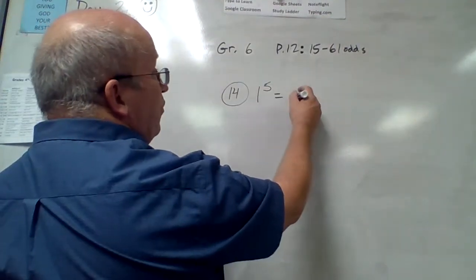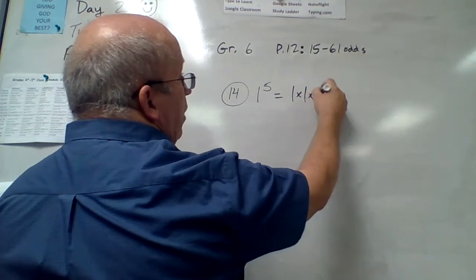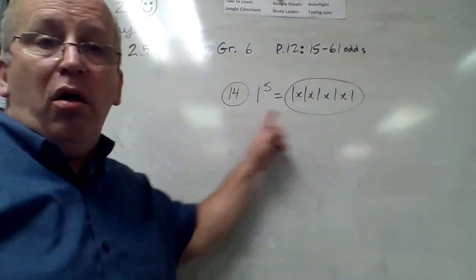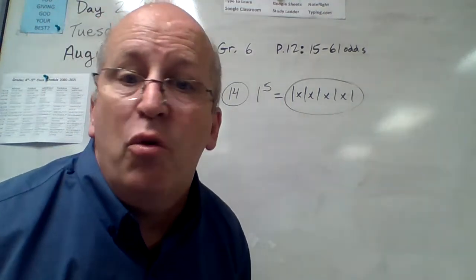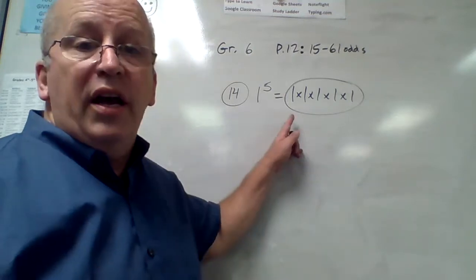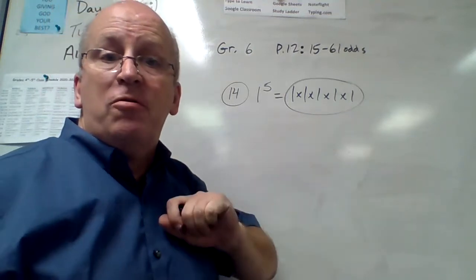What they really mean for 14 is just do this. Boink, boink, boink, and boink. Done. That's all they want for 14. The directions do not say to evaluate. You don't have to evaluate. You're just writing it as the product of the same factor.